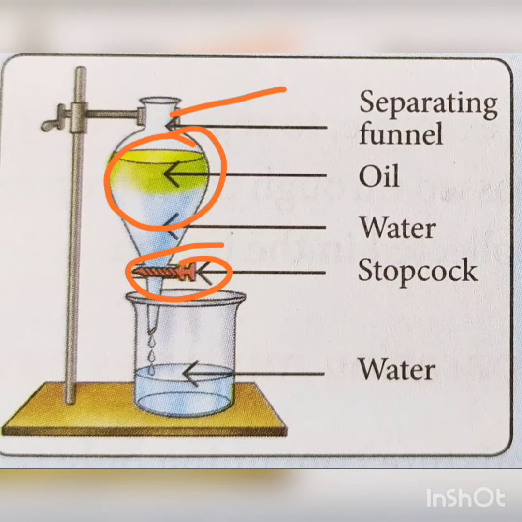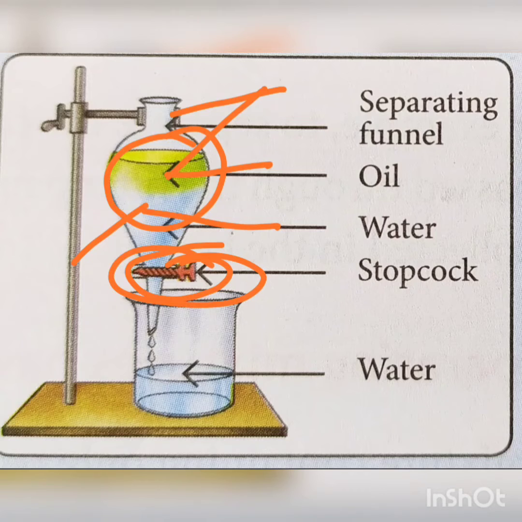We will observe that the mixture separates in 2 distinct layers. Water being heavier forms the lower layer and oil being lighter forms the upper layer. Open the stopcock and allow the water to flow out into the beaker. Stop the flow as soon as the layer of oil reaches the stopcock. Now collect the oil in another beaker by again opening the stopcock. This way oil and water get separated from the mixture using a separating funnel.